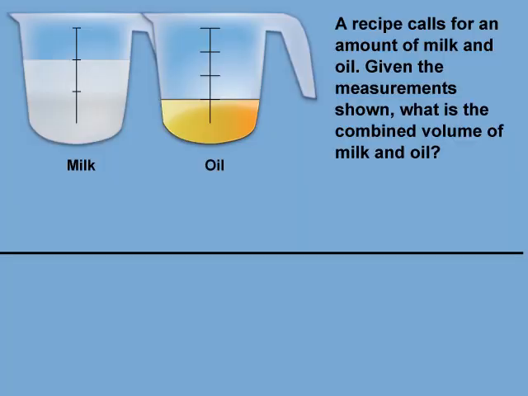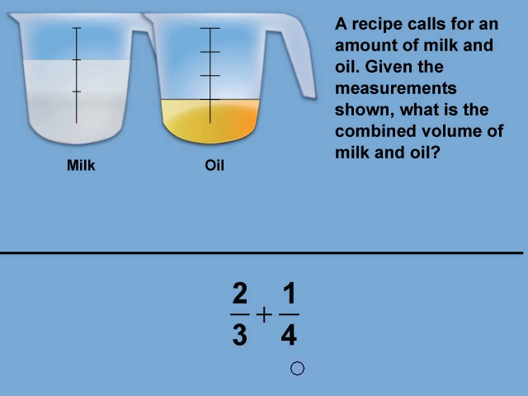A recipe calls for an amount of milk and oil. Given the measurements shown, what is the combined volume of milk and oil? The cup on the left, which has milk, has a quantity of 2/3 of a cup. The cup on the right, which has oil, has 1/4 of a cup. This results in this addition statement: 2/3 plus 1/4.